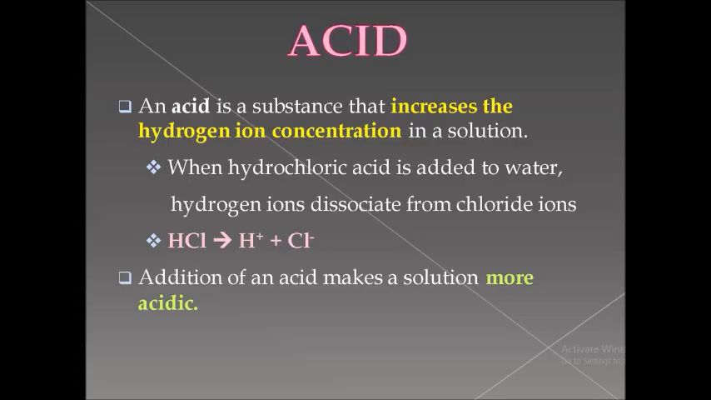So next, acids and bases, the ones that will disrupt the equilibrium of water. An acid is a substance that increases the hydrogen ion concentration in a solution. Therefore, when you add hydrochloric acid into water, what will happen? The hydrogen ion will dissociate from the chloride ion. HCl will dissociate into a hydrogen ion and a chloride ion. The release of the hydrogen ion from the hydrochloric acid will cause the aqueous solution to become more acidic because of the increasing hydrogen ion concentration inside the aqueous solution.